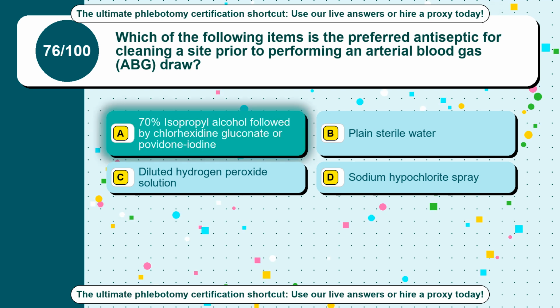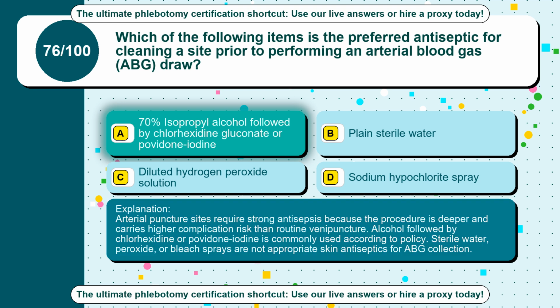The correct answer is option A, 70% isopropyl alcohol followed by chlorhexidine gluconate or povidone iodine. Arterial puncture sites require strong antisepsis because the procedure is deeper and carries higher complication risk than routine venipuncture. Alcohol followed by chlorhexidine or povidone iodine is commonly used according to policy. Sterile water, peroxide, or bleach sprays are not appropriate skin antiseptics for ABG collection.